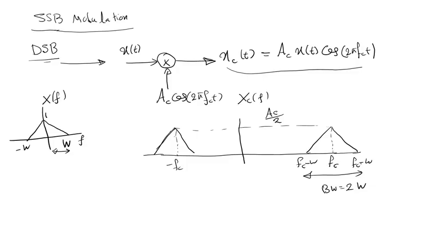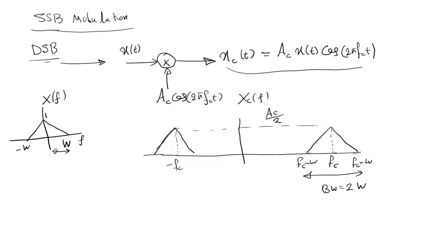SSB. In SSB modulation we want to use the minimum bandwidth, W, equal to the bandwidth of the message signal. Actually, it is half of the bandwidth of the double sideband modulation.